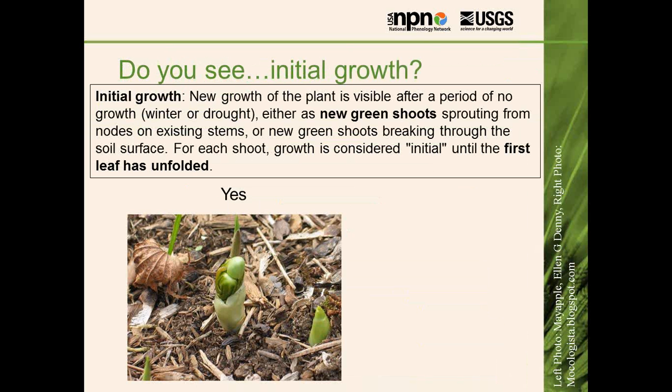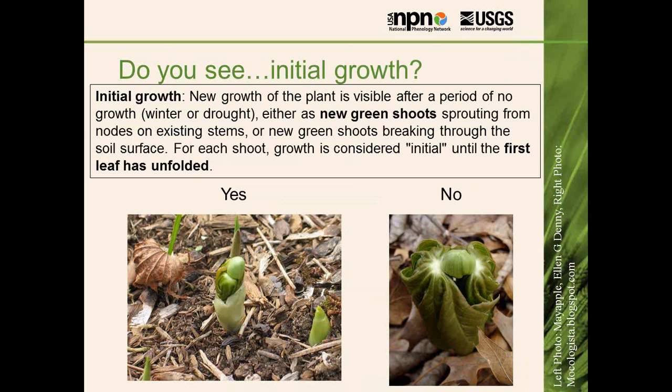So you can see for this May apple on the left-hand side, you would report a yes for initial growth, because you can see this new growth visible, but the leaves are not yet unfolded. But for the picture on the right, you can see that the leaves are visible, they're unfolded, and so you would report a no for initial growth. And at this time, you would start reporting a yes for leaves as well. So you would report a no for initial growth, but you would be reporting a yes for leaves for the photo on the right.